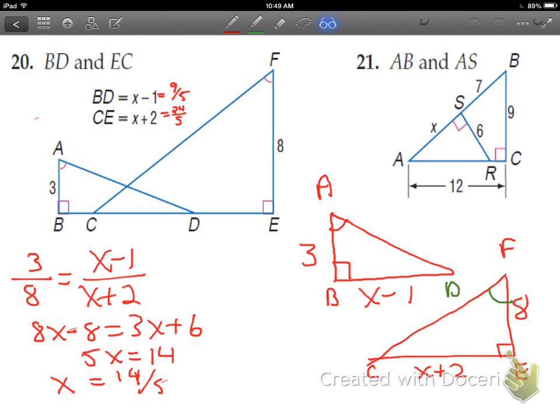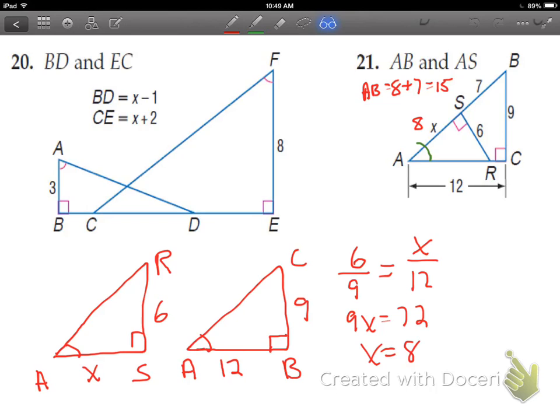On number 20, the technique I think we need to use here is to draw the two triangles which overlap separately. I've done that in the bottom right-hand side of this diagram, and we can see that they're similar by angle, angle. So, forming ratios of corresponding parts, the 3 corresponds to the 8, and the x minus 1 corresponds to the x plus 2. We get the proportion that is shown over here on the left side. We cross multiply and solve. We get x being 14 over 5, which then gives us that BD is 9/5 and CE is 24/5.